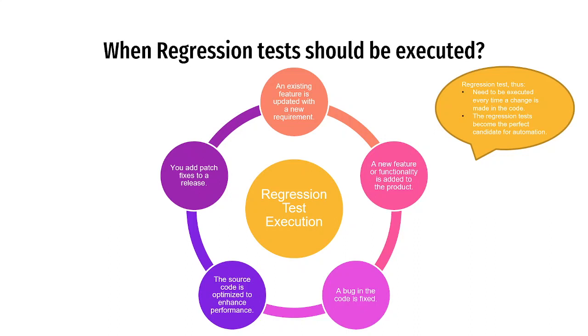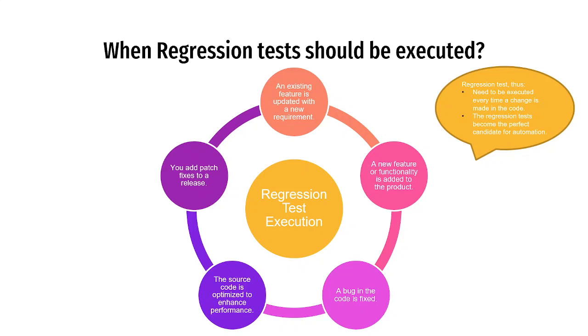You add patch fixes to the release. Whenever there is a patch release going on, you made a quick fix and verified that the bug is fixed, but make sure that you are also executing the regression test. This will give you good confidence that nothing has broken after that fix, and the go to market is very quick and in a short time.